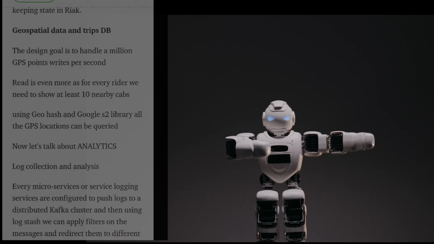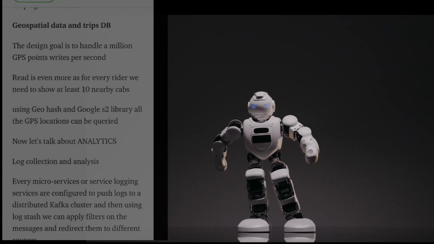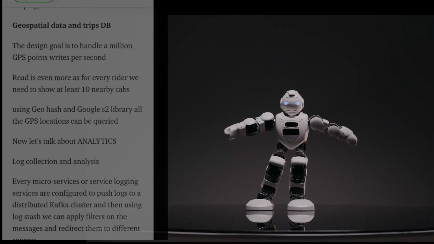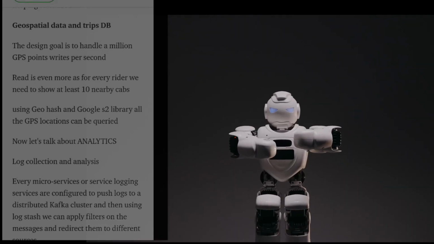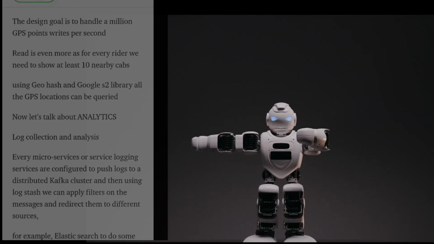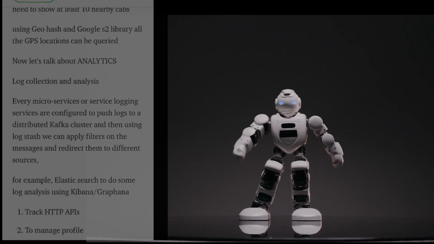There are the Trips DB and other data stores. The design goal is to handle a million GPS point writes per second. For every request, they need to show at least 10 nearby cabs. For this they use GIS and the Google S2 library, so GPS locations can be queried.